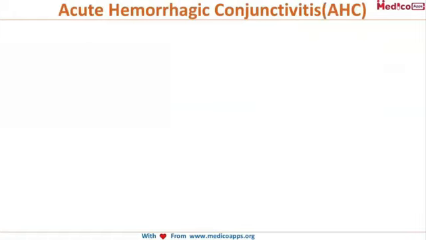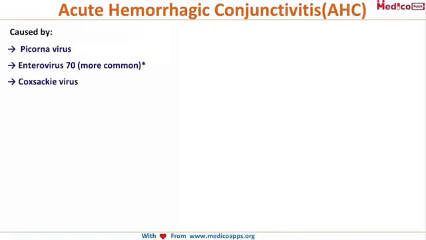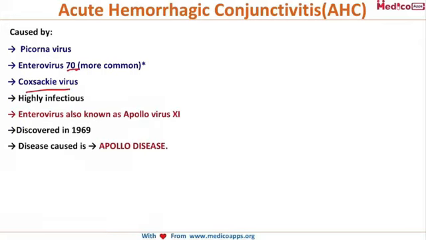Now let's proceed to acute hemorrhagic conjunctivitis. It is caused by picornavirus, enterovirus 70 and Coxsackie virus. It is highly infectious. An interesting fact about enterovirus here is that it is also known as Apollovirus 11. It was discovered in 1969. So, acute hemorrhagic conjunctivitis is also known as Apollo disease. When you see this word in your exam, please remember that they are asking you about acute hemorrhagic conjunctivitis that is caused by picornavirus, enterovirus or Coxsackie virus.